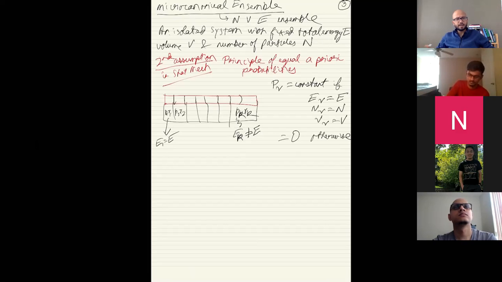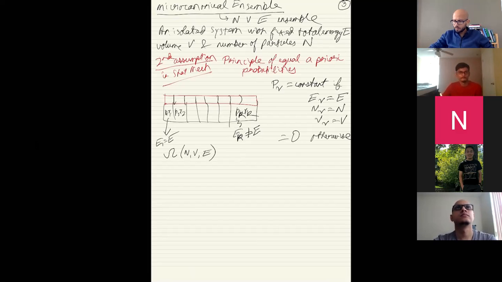Everything has to be equally likely. Every other ensemble will be derived from this. So in other words, we can go one step further. We can define now a symbol omega, NVE, as a function of N, V, E, because these are the three things that are fixed for an isolated system.